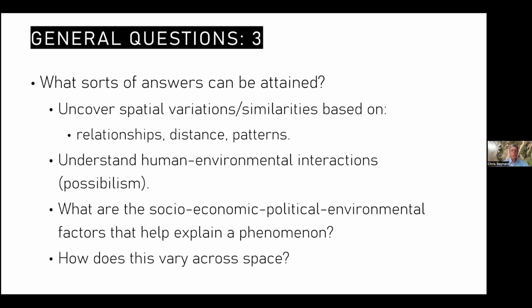What sorts of answers can be attained? Well, we want to uncover spatial variations or similarities. We want to understand human environmental interactions. This is the school of thought called possibilism. It's a French school of geography, which says that the environment provides certain limits, if you will, to what humans can do. But from there, humans are very creative and have a long history and cultural practices to develop and move forward as they will.